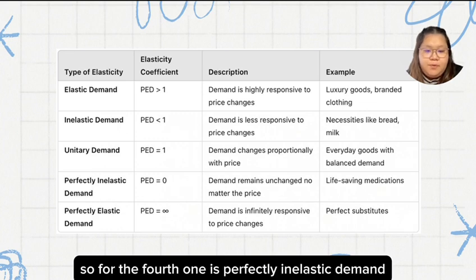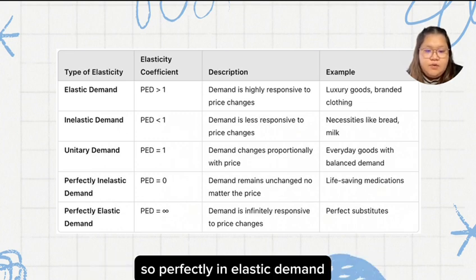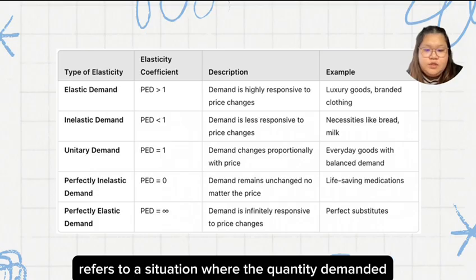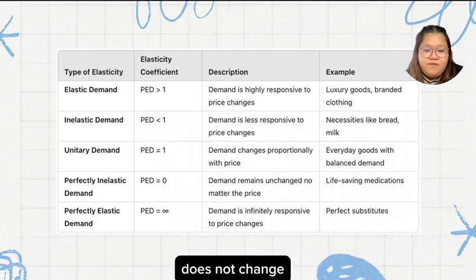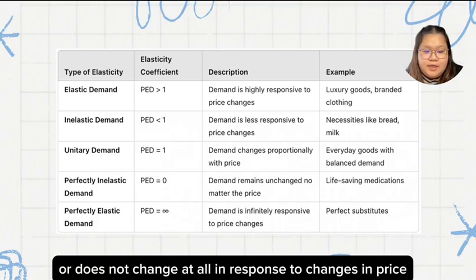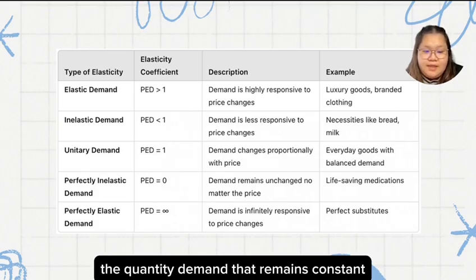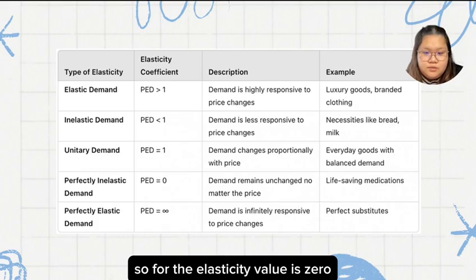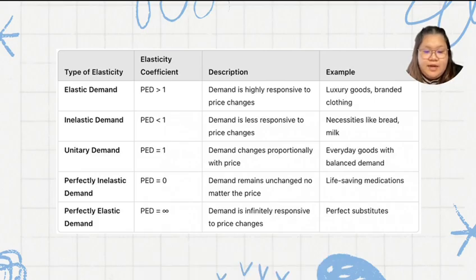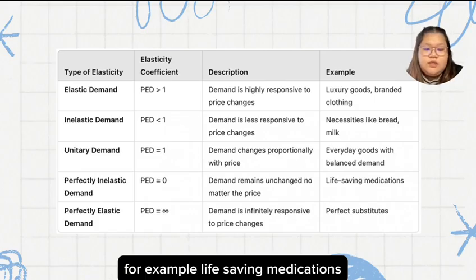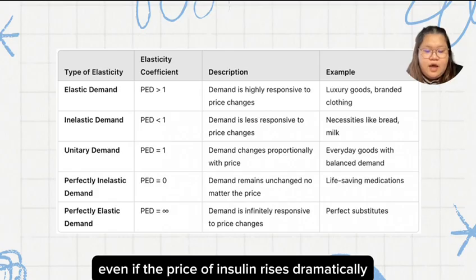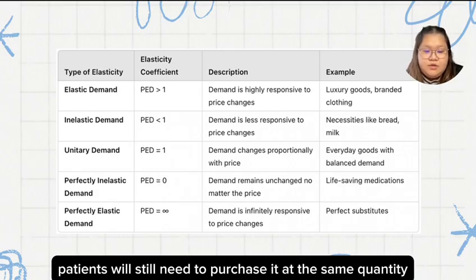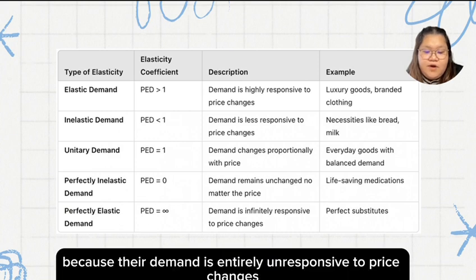So for the fourth one is perfectly inelastic demand. So perfectly inelastic demand refers to a situation where the quantity demanded does not change at all in response to changes in price. No matter how high or low the price, the quantity demanded remains constant. So for the elasticity value is 0. For example, life-saving medications, even if the price of insulin rises dramatically, patients will still need to purchase it at the same quantity because their demand is entirely unresponsive to price changes.